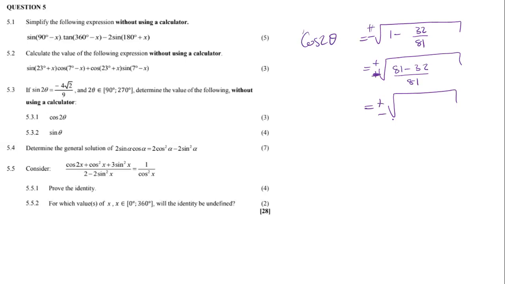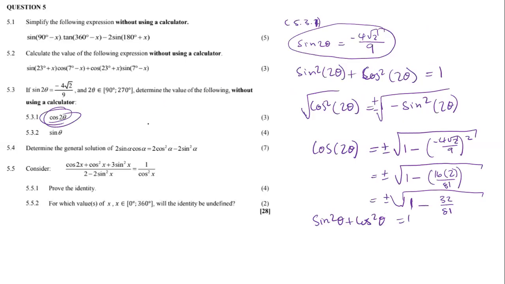So, and then in this case, we know that 81 minus 32, it will give us 49. Divide by 81. And then plus or minus. What is the square root of 49? Square root of 49 is 7. What is the square root of 81? Square root of 81, it is most definitely 9. And then which one are we going to take? Are we going to take plus or minus? Recall that we are on the third quadrant.